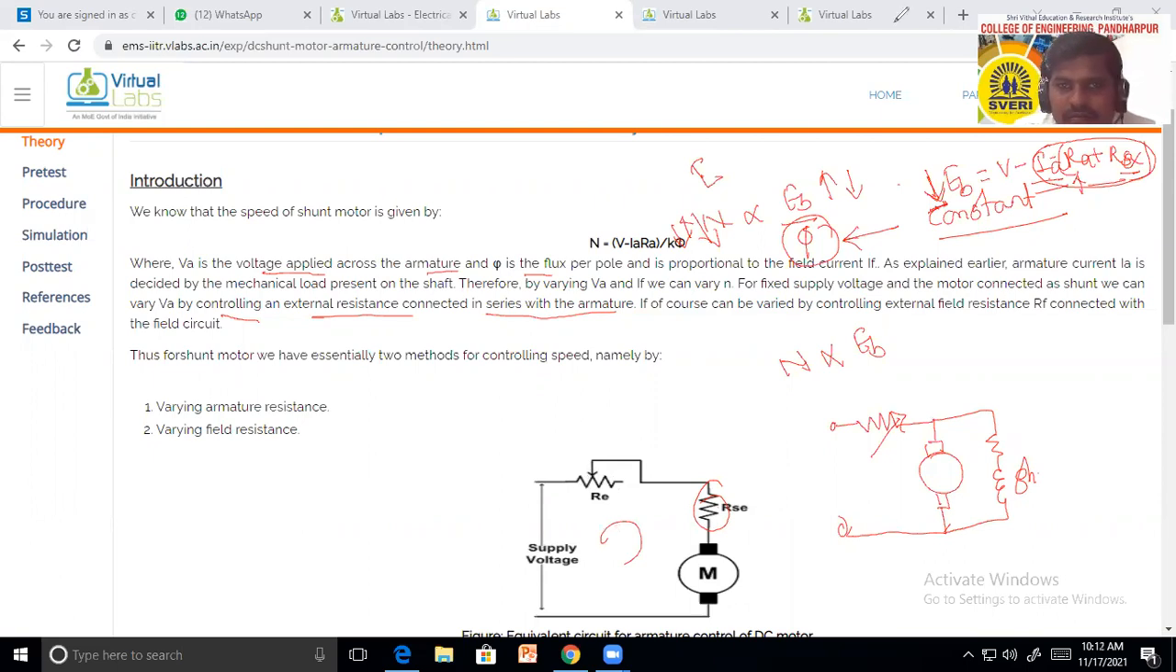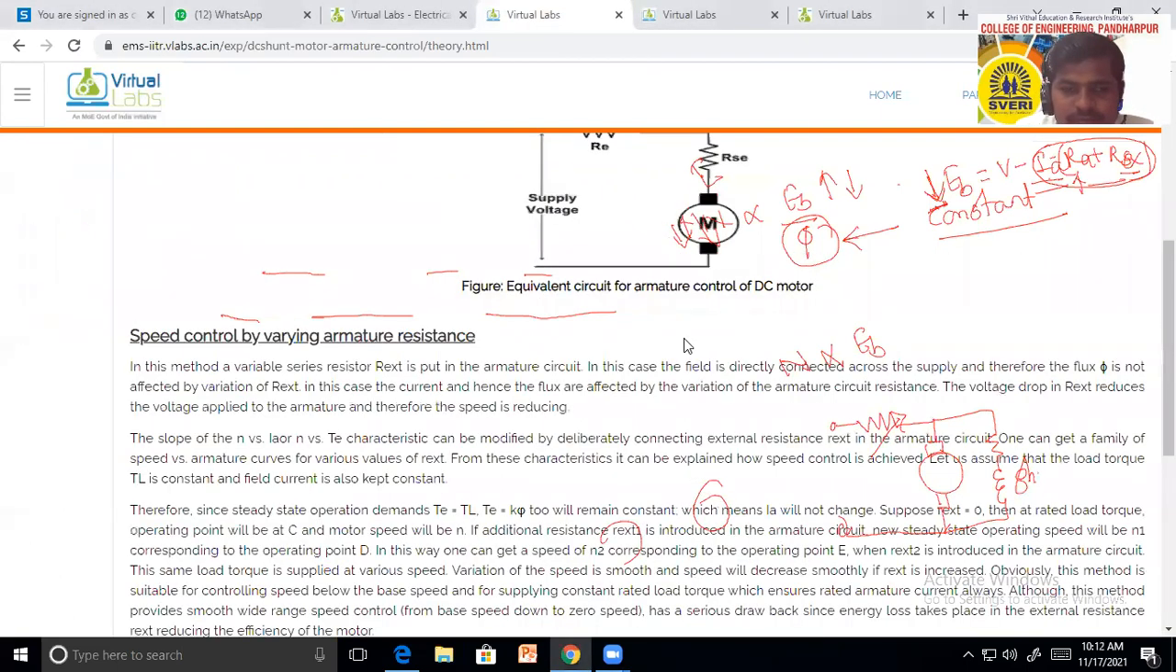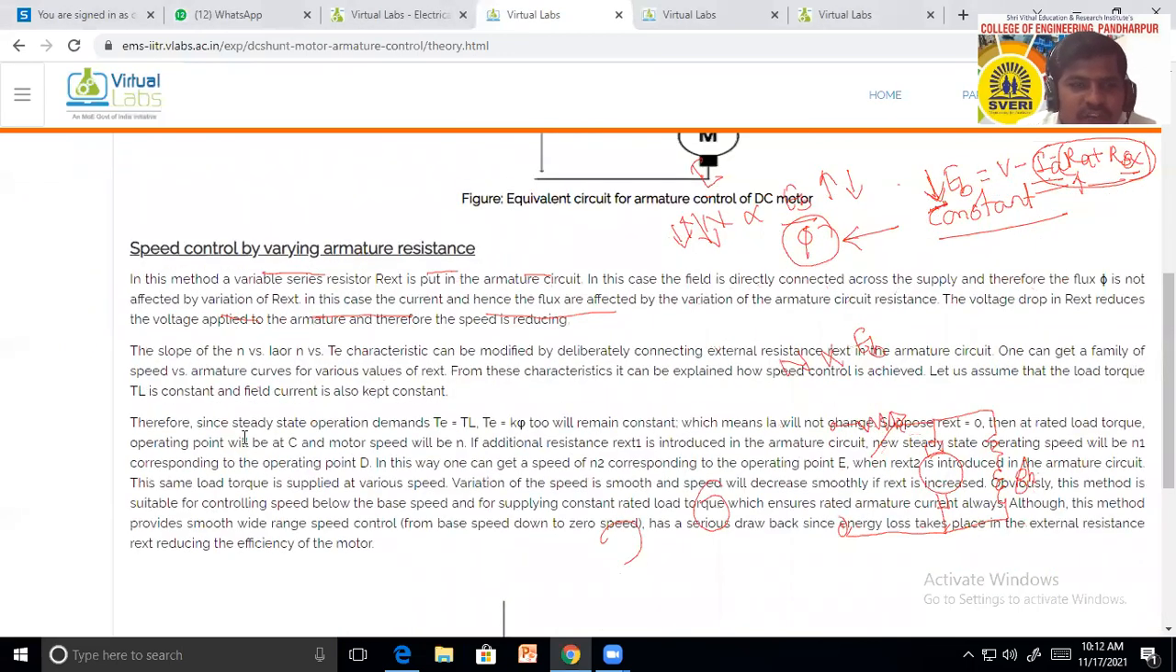Okay, now speed control by varying the armature resistance. See, in this method, a variable series resistor, that is R external, can be put in the armature circuit. So it is connected in series with the armature circuit. In this case, the field is directly connected across the supply, and therefore phi is not affected by variation of R external. So that means there will be no effect on phi.